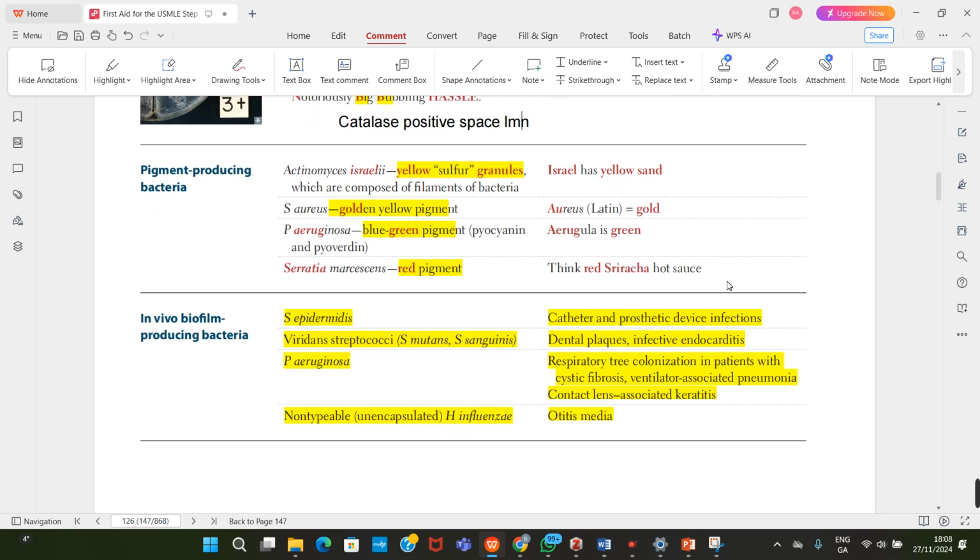Then moving on to the pigment producing bacteria. There are some bacteria that produce some pigments. So if they describe a bacteria in the question and they say that they notice that there are some pigments being released, you can use that to guide you to the bacteria they are talking about.